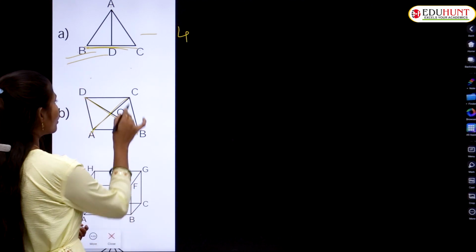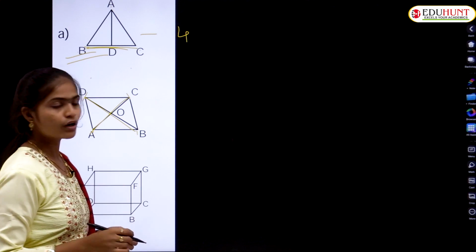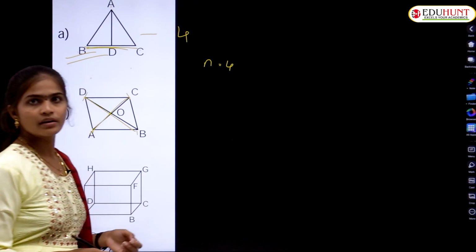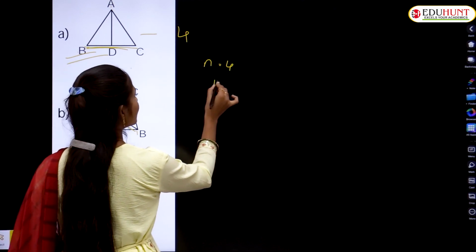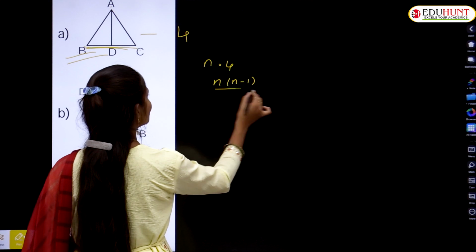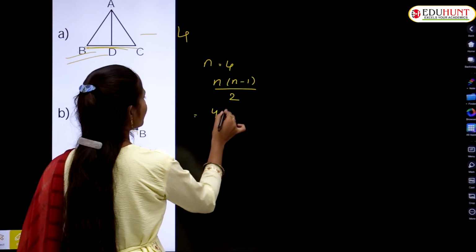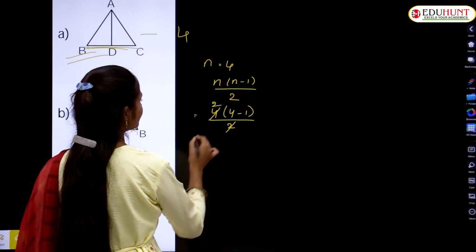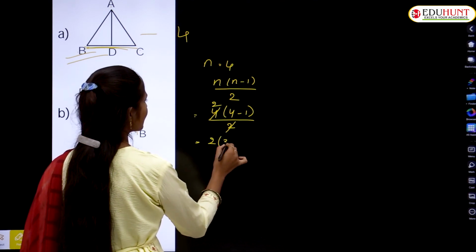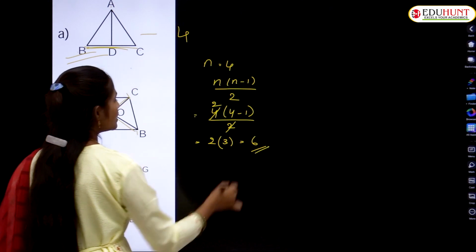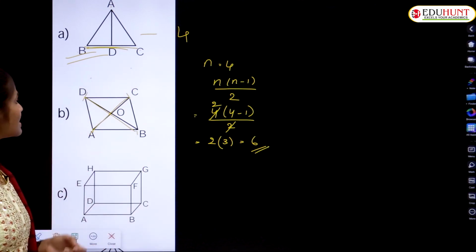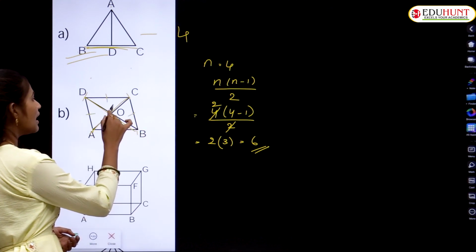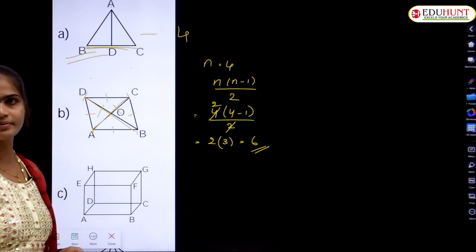Here we have 4 points A, B, C, D. Okay, so let us take n is equal to 4. So what is the formula here? n into n minus 1 by 2. So 4 into 4 minus 1 by 2. So 2 2's are 4, so here 2 into 4 minus 1 is 3. So 2 3's are 6. So here how many line segments are there? 6 line segments. How are we saying that? 1, 2, 3, 4, and this is 5 and this is 6.